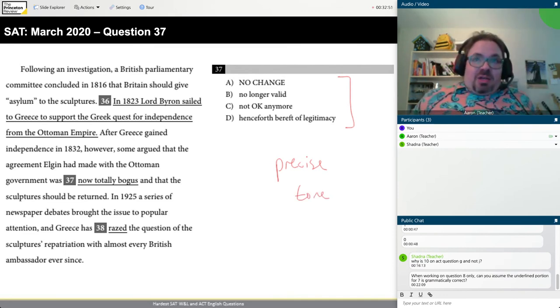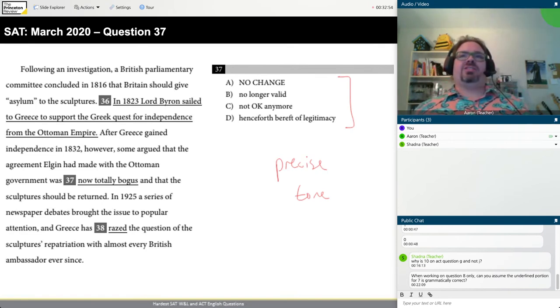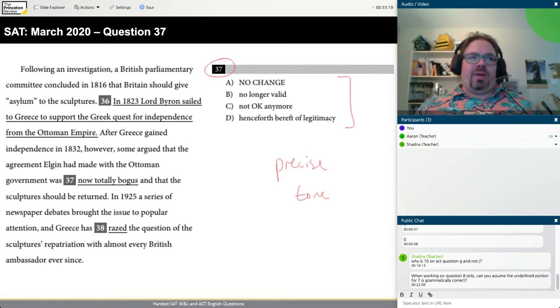Sometimes the SAT or the ACT will very explicitly say they want an answer choice that is consistent in tone with the rest of the text. But even if they don't say that, if you have a simple proofreader question, no question that goes along with it, just four answer choices, you still know that tone is something that you want to pay attention to. So, okay, now totally bogus. Well, I don't think that's something we would typically use in a history essay at school. It's not the typical sort of tone that we'd look for. We can eliminate A because it's just a bad tone.